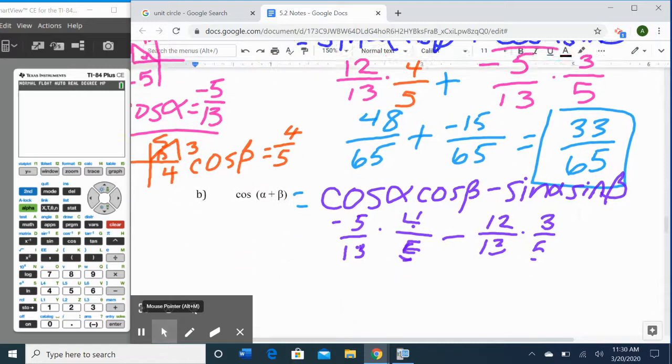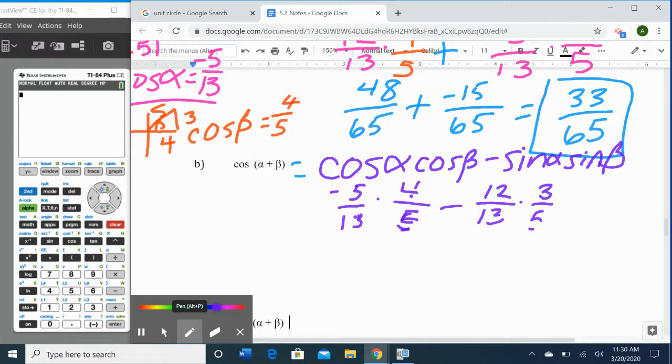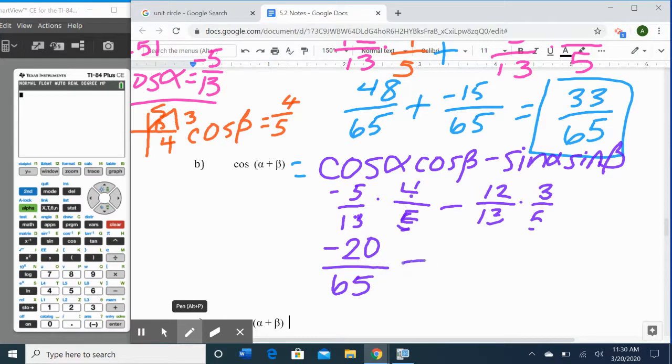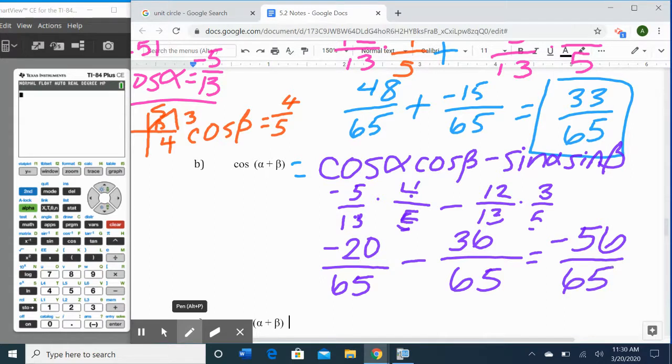And then I'm going to multiply. So negative 5 times 4 is negative 20. 13 times 5 is 65. Minus 13 times 5 is still 65. 12 times 3 is 36. So then negative 20 minus 36 is negative 56/65. And if I could reduce, then I would want to. That can't be reduced either.